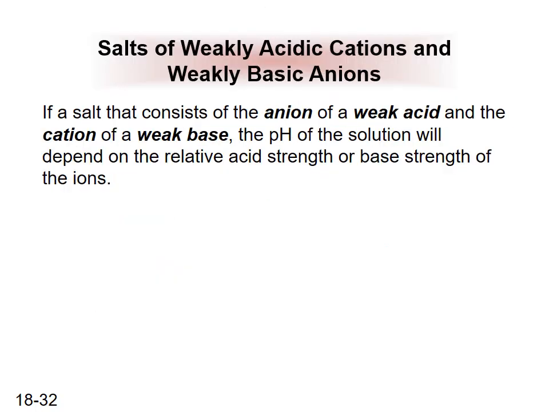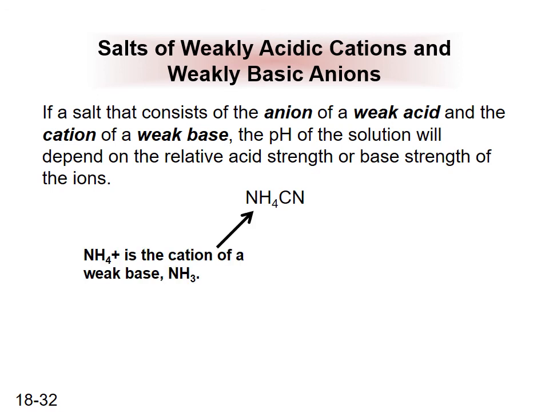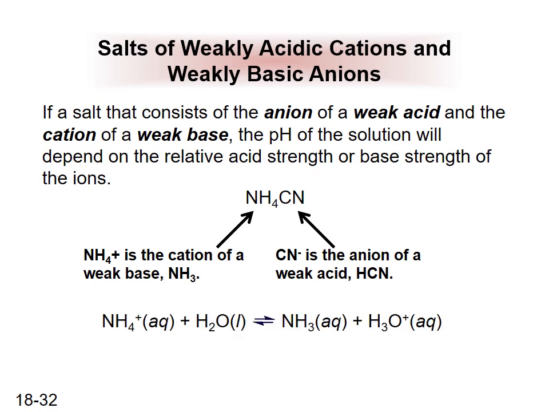What if both sides of a salt are weak? For example, ammonium cyanide. Ammonium comes from ammonia, which is a weak base. Cyanide comes from hydrocyanic acid, which is a weak acid. So both sides are weak: a weak base and a weak acid. So is this neutral, acidic, or basic? Well, it depends, because now both ions react with water to go back to their parent acid and base. Here are the two reactions.